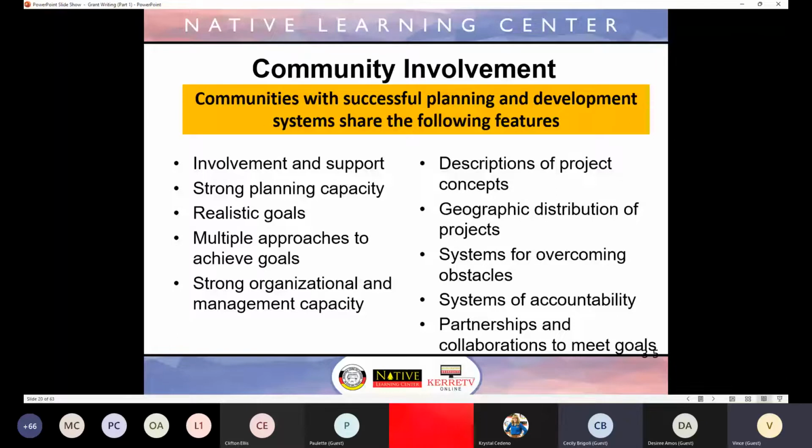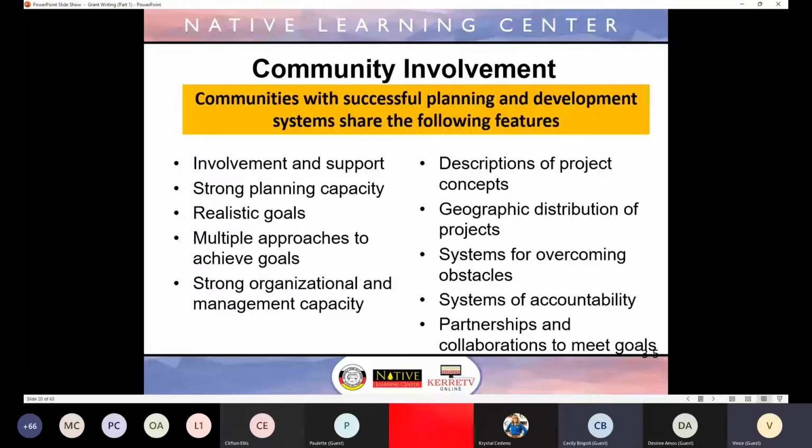And directly below that, sometimes, are the goals that have to be put in place. A lot of times this is where the grant writer and the grant project team have to come in to make interpretations of the initiative to create goals. I'll show that in more detail when we move into SMART goal development. So realistic goals, multiple approaches to achieve those goals. I just alluded to that in the last slide, talking about approaches to achievement. Strong organizational and management capacity, we talked about that, an understanding of how the organization works.